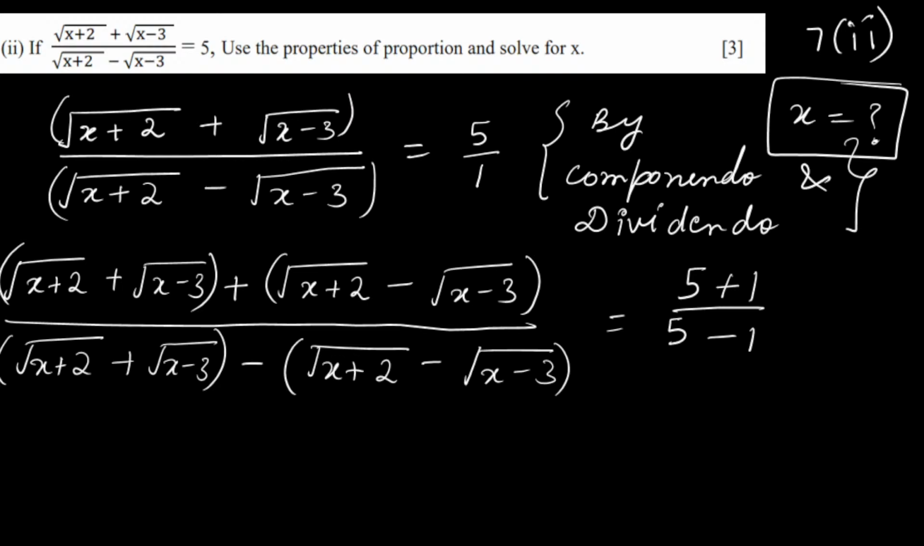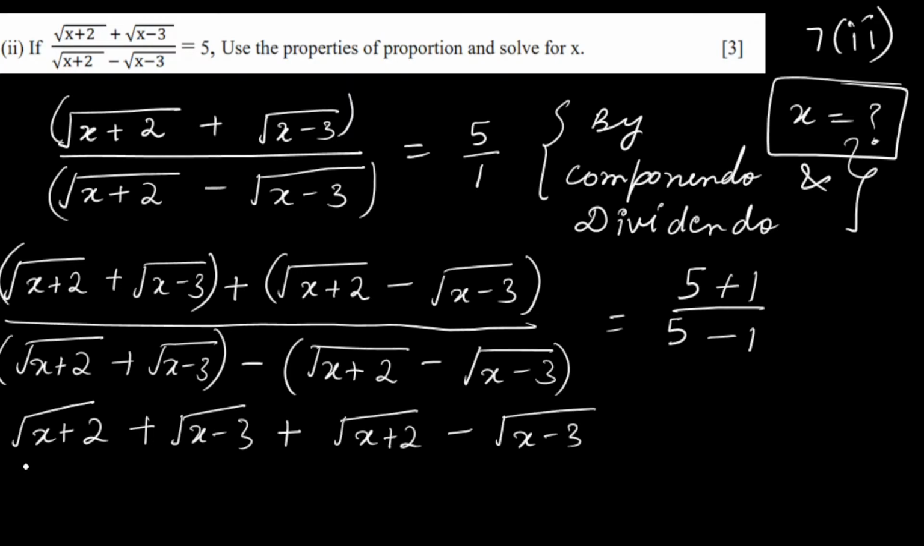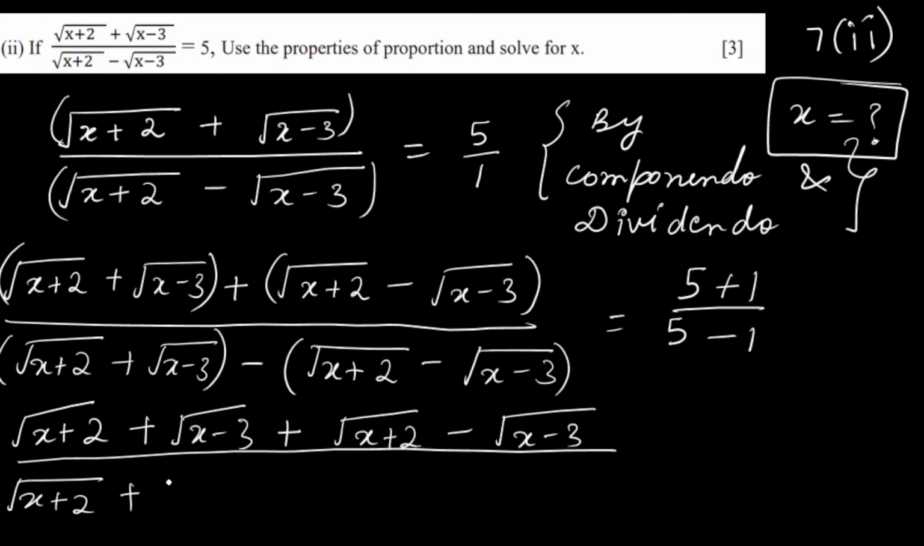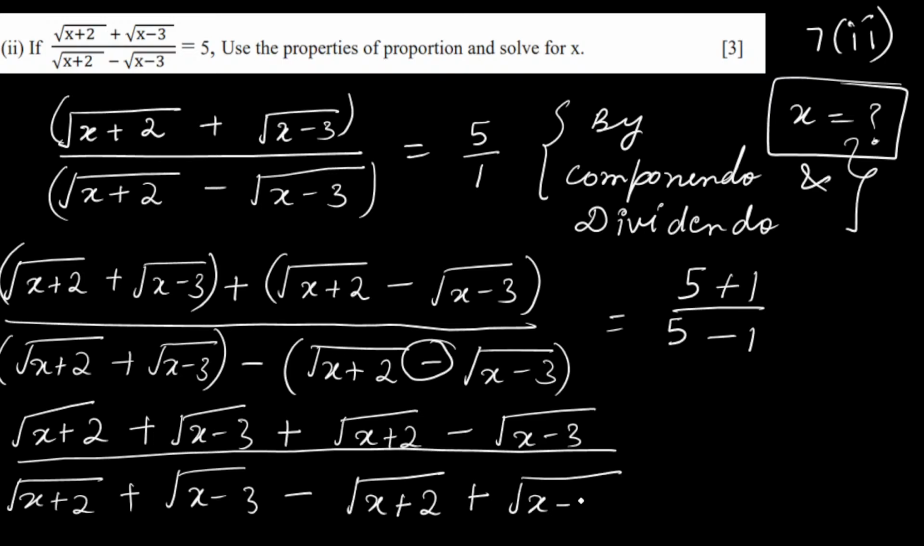Let's open the bracket. So Tarun has already solved it. X is equals to 7. Okay, let us check. So root x plus 2 plus root x minus 3, I'm just opening the bracket, plus root x plus 2 minus root x minus 3, and plus no change of sign will happen. So root x plus 2 plus root x minus 3. If minus is outside the bracket, you have to change the inner signs. So this will become minus root x plus 2. So this minus sign, this will change to plus because of minus multiplication.